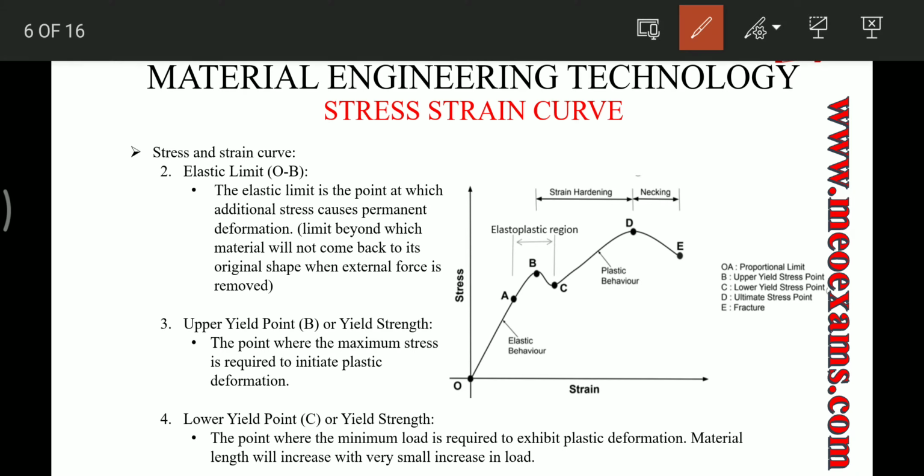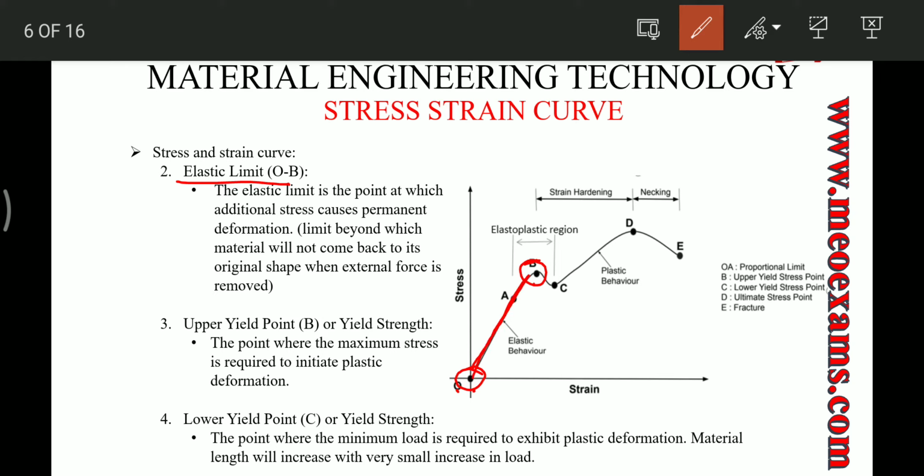Now from this point O to B is called the elastic limit. It means that the elastic limit is a point at which additional stress causes permanent deformation. If the material is loaded beyond this point B, then what will happen? After the loads or external forces are removed, the body will not come back to its original shape. Okay friends, so OB is the elastic limit.